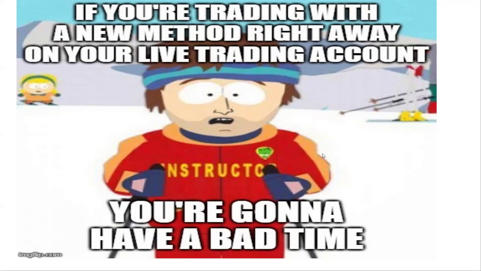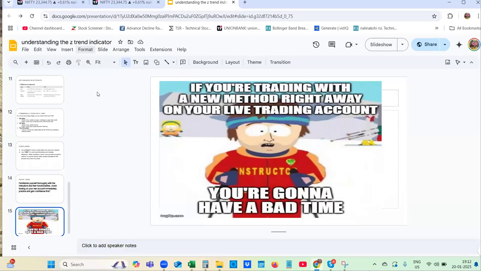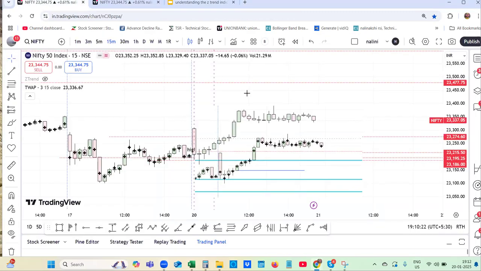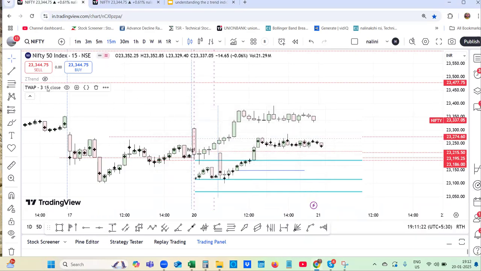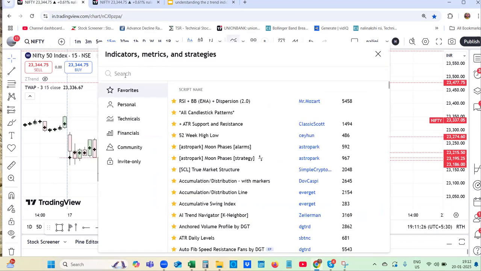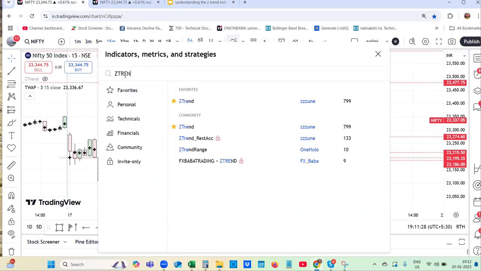Let me go back to the chart to show you the Z trend indicator and TWAP. This is the Z trend indicator. If you type in Z trend indicator, you get this indicator.